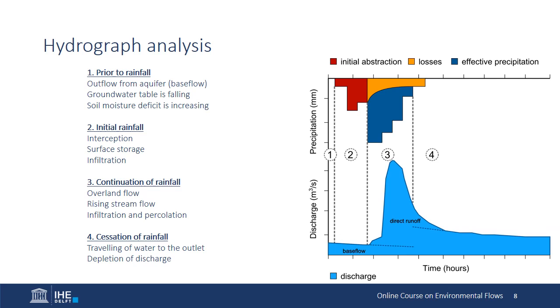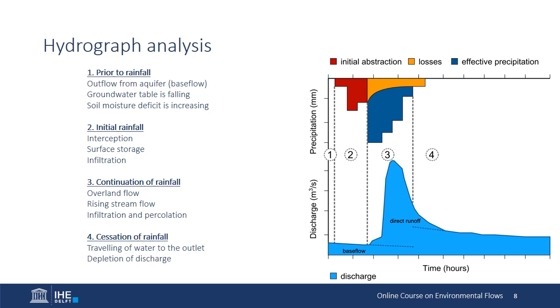If now the rainfall event comes in, the initial part of the rainfall does not directly contribute to the discharge. We have initial abstraction. The amount of rainfall is stored and intercepted on surfaces of vegetation like leaves and needles. It's stored on surface storages and depression storages, and part of it is infiltrating into the soil to decrease the soil moisture deficit. Under continuation of rainfall, we can produce something what we call effective precipitation.